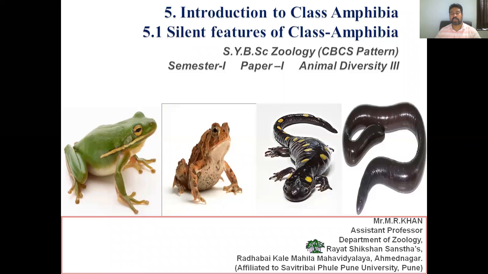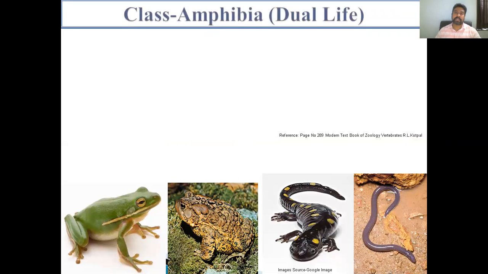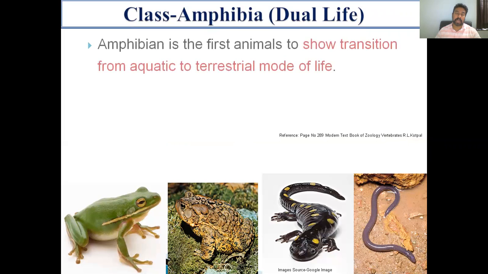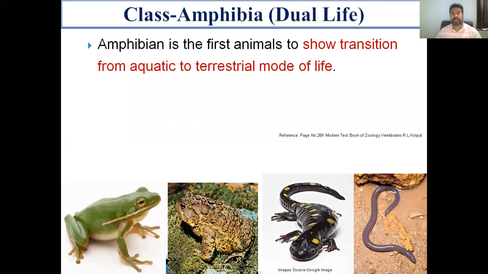In the history of evolution, the first animals to transition from an aquatic mode of life to a terrestrial mode of life were amphibians. But these amphibians did not become fully terrestrial. They have to go back to water for the purpose of reproduction. So amphibians show a dual life or double life. That is the meaning of the term amphibia.